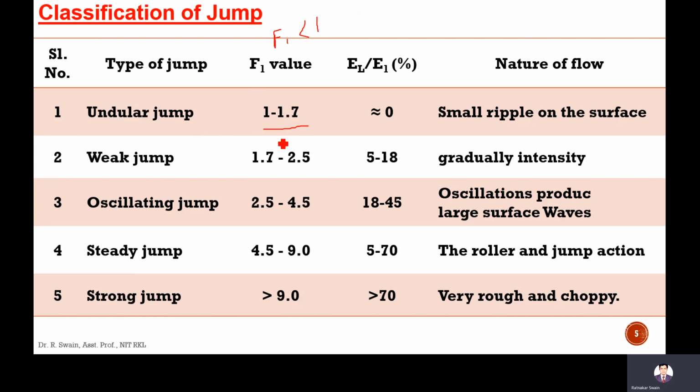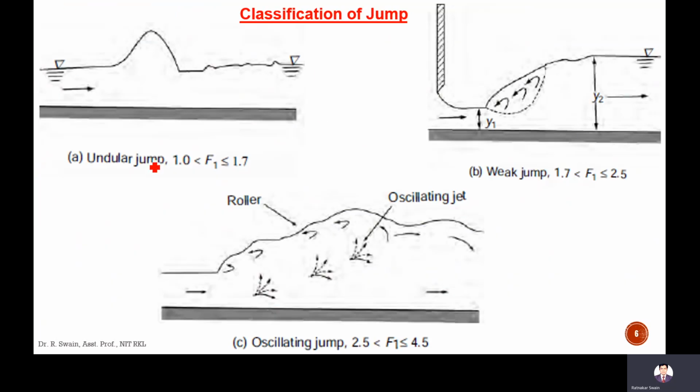So when F1 varies from 1 to 1.7, that jump is called an undular jump. Here the jump is very weak and the energy loss is very small, nearly equal to 0. There is not much energy loss, and there will be small ripples on the surface. I can show the undular jump here: just small wave-type ripples.